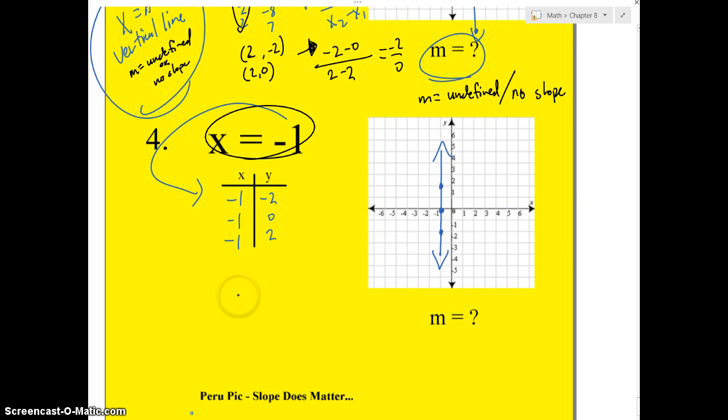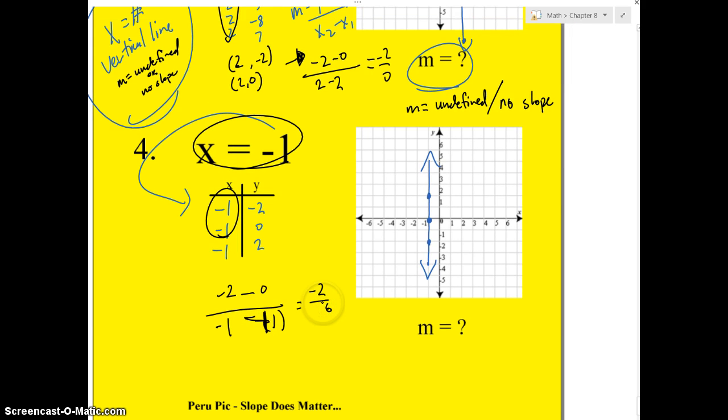Let's make sure the same holds true here. We'll subtract our x's and our y's. So we'll subtract our y's in the numerator. So we'll say negative 2 minus 0. Then we'll say negative 1 minus negative 1. That gives us negative 2, and negative 1 plus 1 is 0. Sorry about that.